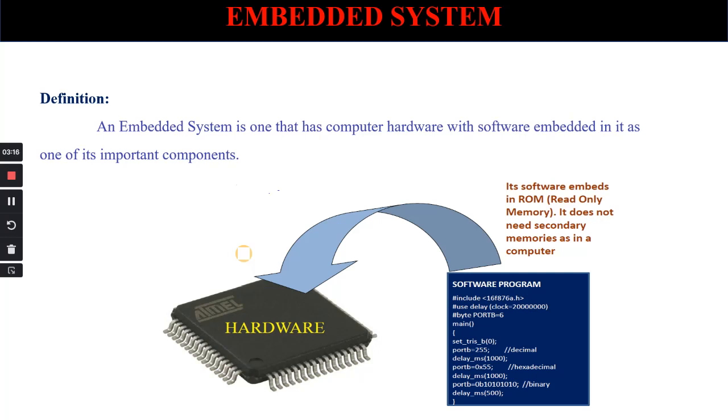What is an embedded system? A simple definition is that an embedded system is one that has computer hardware with software embedded in it as one of its components. Simply, we can understand it like this: there is a program, that program is embedded into the computer, and that computer will perform only a particular task. It can be a single task or multiple tasks, but it is dedicated to a task. That is an embedded system.